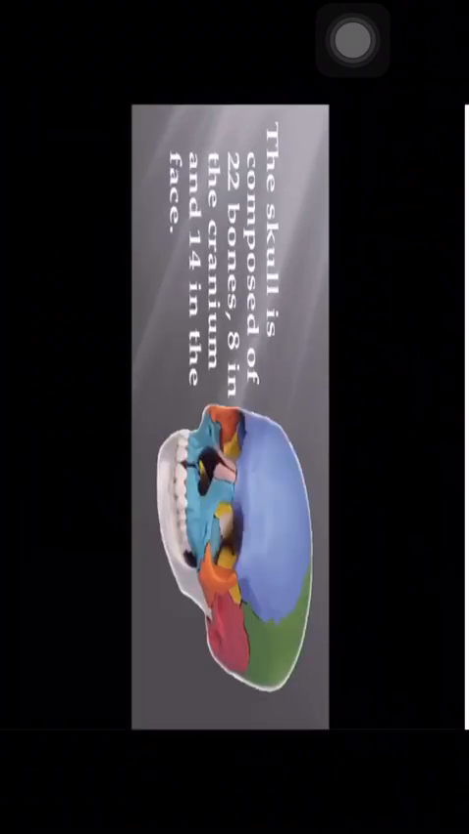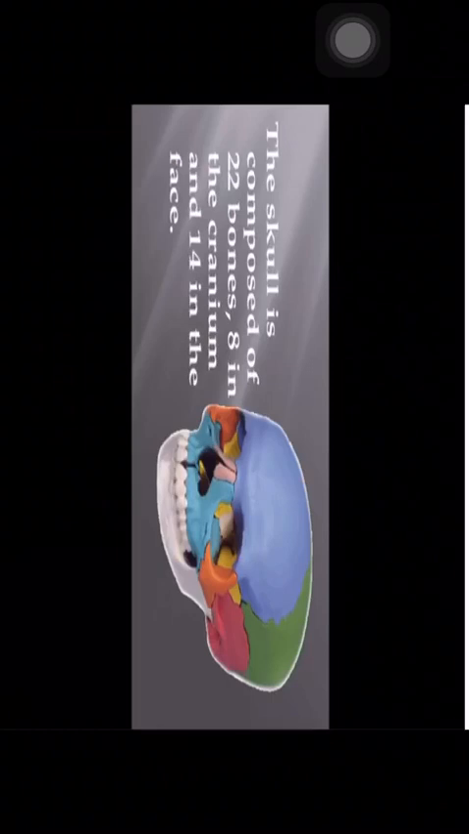The skull is made up of 22 bones, of which 8 bones protect the brain. The 8 bones of the skull protect the brain, and the rest of the 14 bones are present in the face.